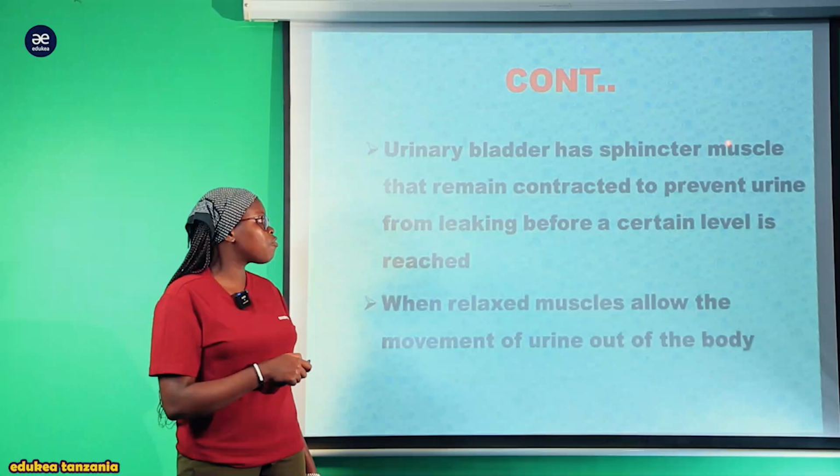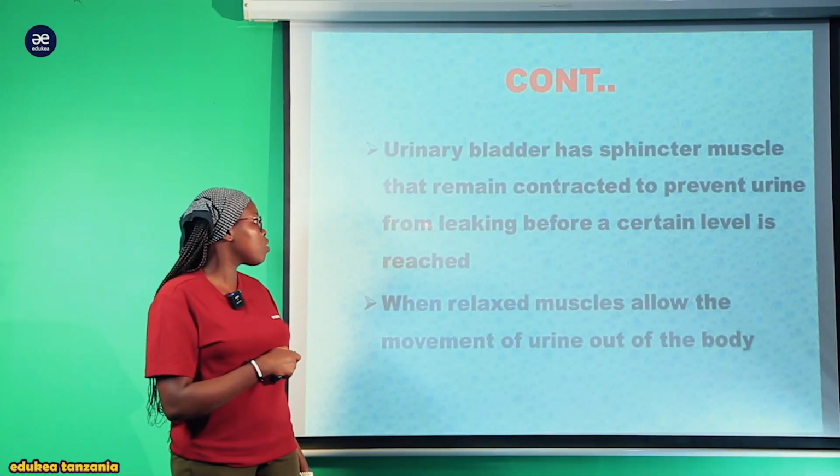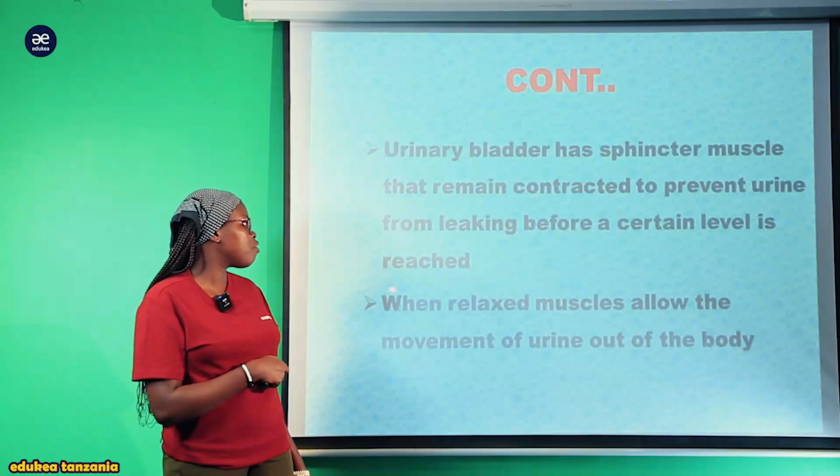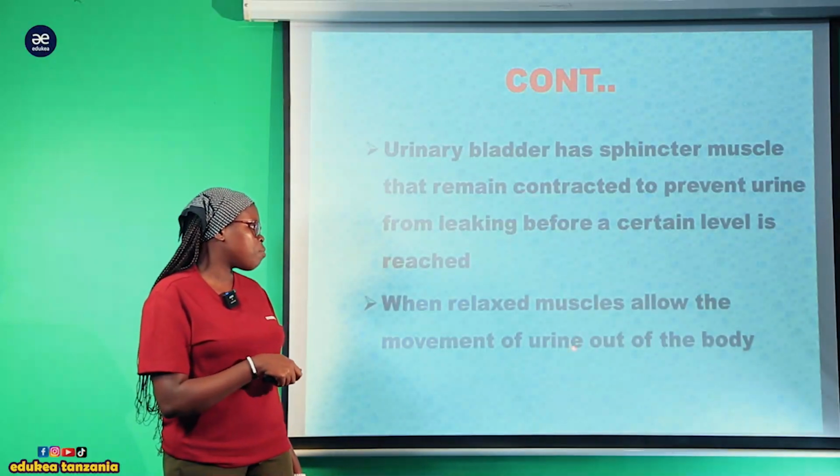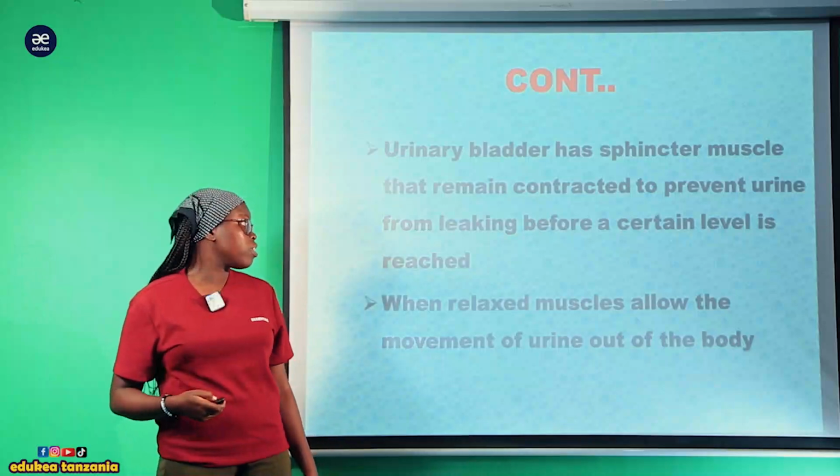Also urinary bladder has sphincter muscle that should remain contracted to prevent urine from leaking before the certain level is reached. Also when relaxing, the muscle allows the movement of urine out of the body.